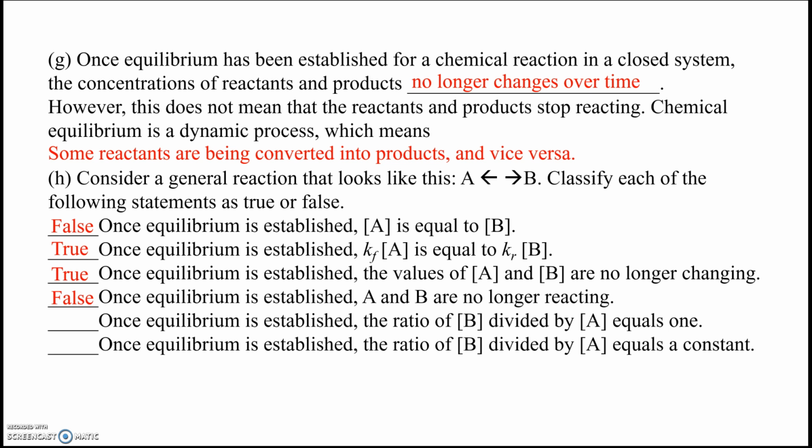Once equilibrium is established, the ratio of B divided by A equals 1. Well, that's also false. The ratio of B divided by A is a constant, but it isn't necessarily equal to 1. And of course, I've just given away the answer to the last one. Once equilibrium is established, the ratio of B divided by A equals a constant. Yes, that is a true statement.